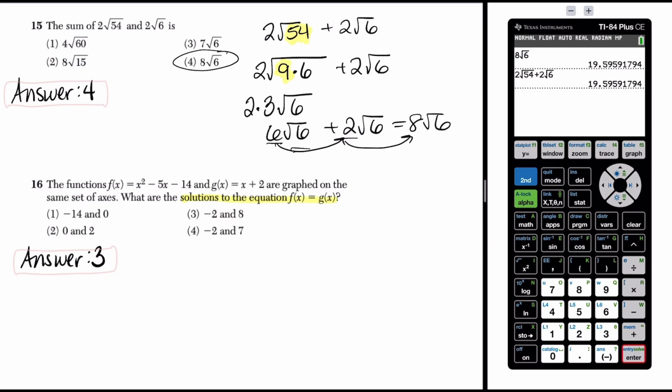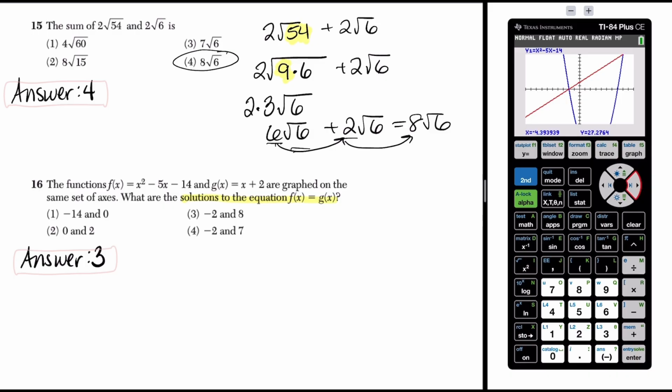So I can just go to my y equals, and let me clear what I had here, and I can just put in my equations: x squared minus 5x minus 14. And on our second one, we have x plus 2. And I can graph them, and I'm looking for where they intersect. So, and you can just hit your trace button.